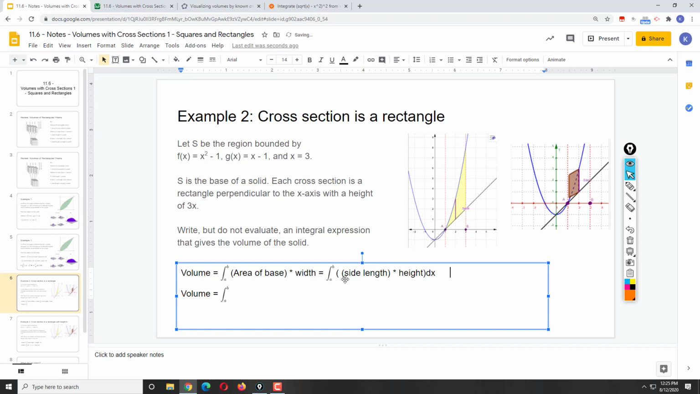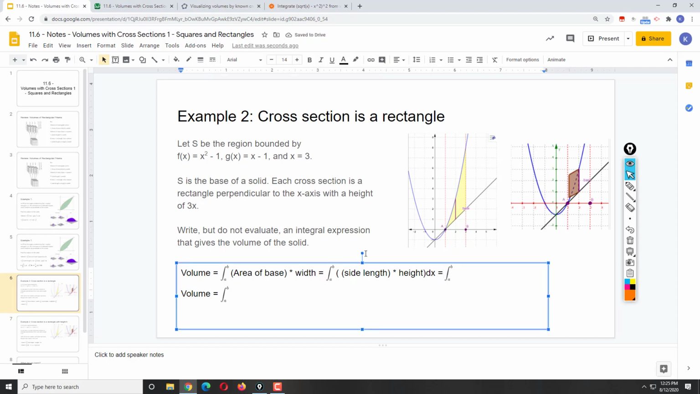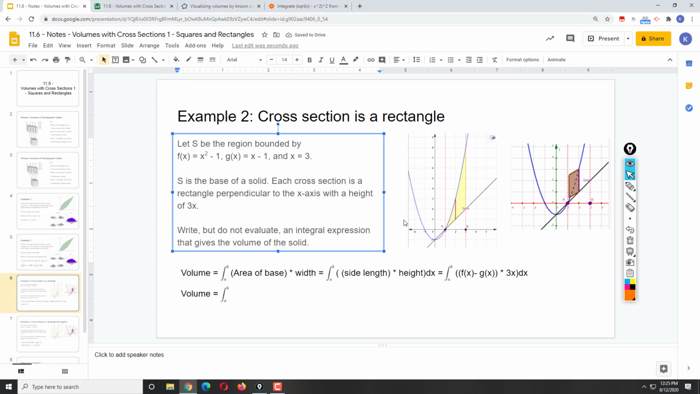Okay. So really, this is equal to our integral from a to b. And we saw earlier that a must be equal to 1 and b must be equal to 3. So side length times height dx, side length is really just f of x minus g of x. And height is really just equal to 3x. That came from the problem. Height equals 3x. Okay.